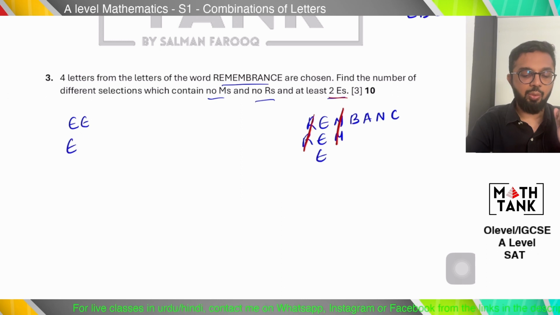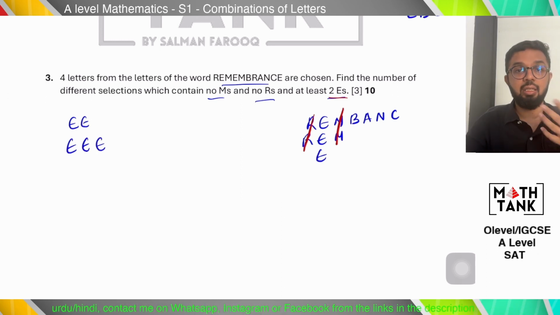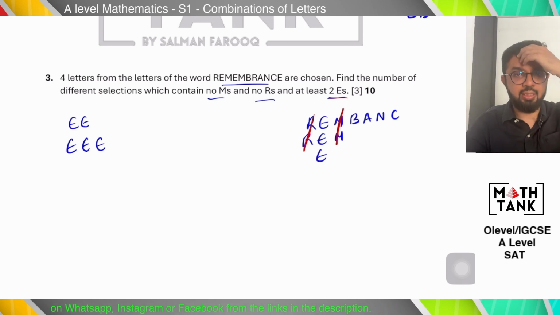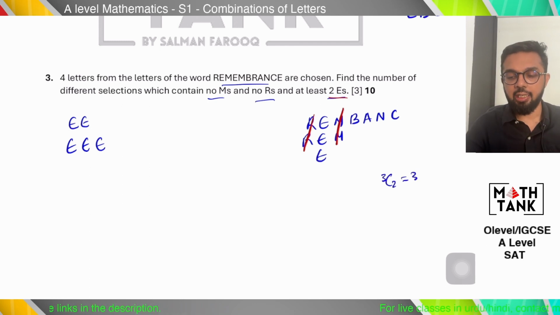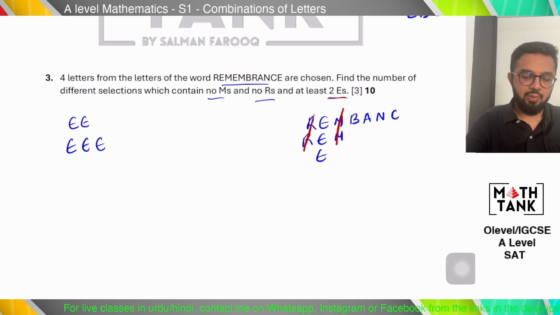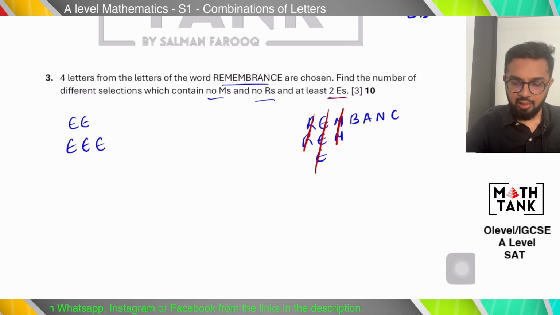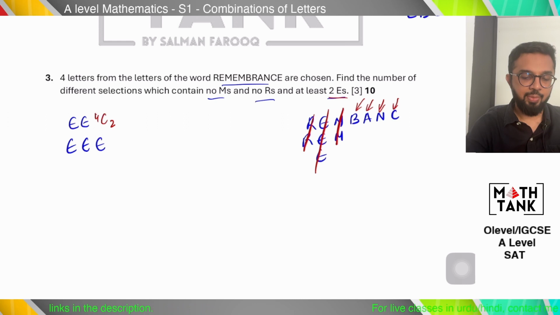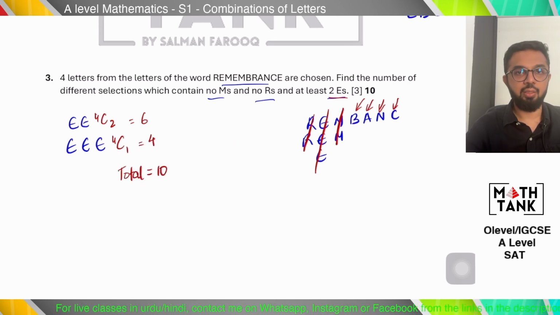Why? Because I cannot select identical letters. I cannot say 3C2 and 3C3. Why? Because 3C2 gives me the answer 3, but I cannot say that there are three choices for selecting E's. They are the same letter, so there is no choice. If there are two letters already selected, I need to have two more. How many letters am I left with? I'm left with B, A, N, and C. So I'm going to say 4C2 and 4C1 in this case. 4C2 gives me 6, 4C1 gives me 4. So in total I have 10.